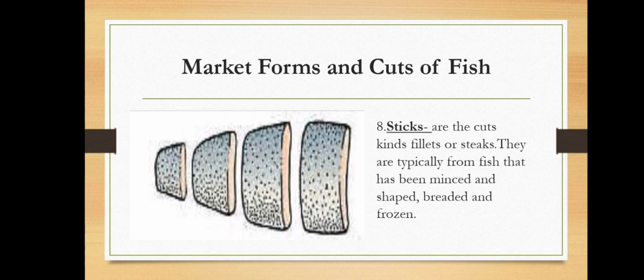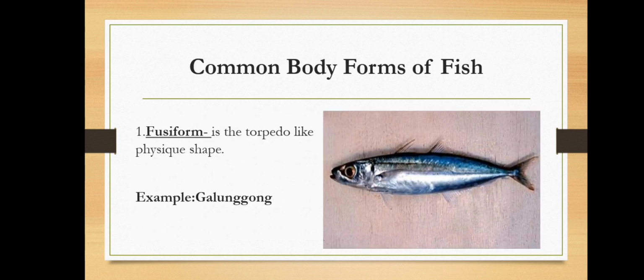Next is sticks. Sticks usually refers to cuts made from minced and shaved fish. They are often breaded and frozen for convenience. Next is common body forms of fish.